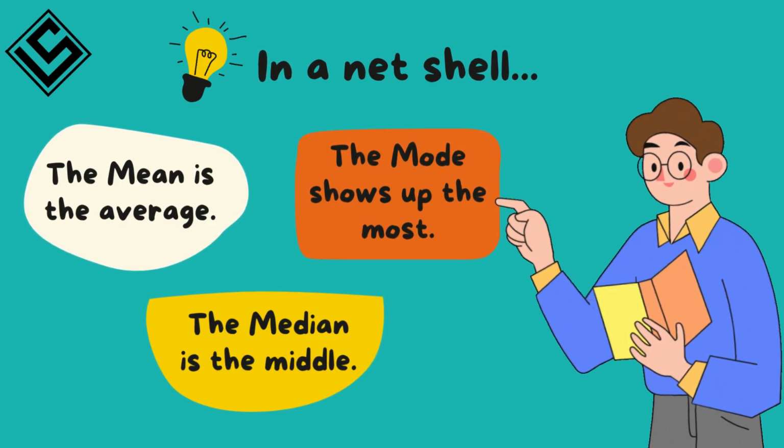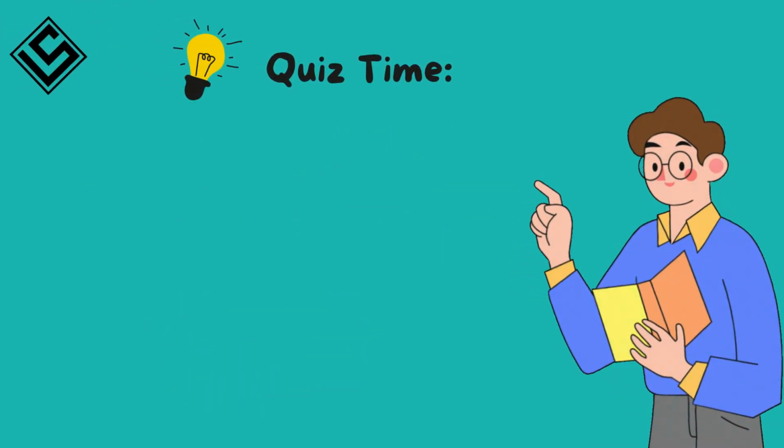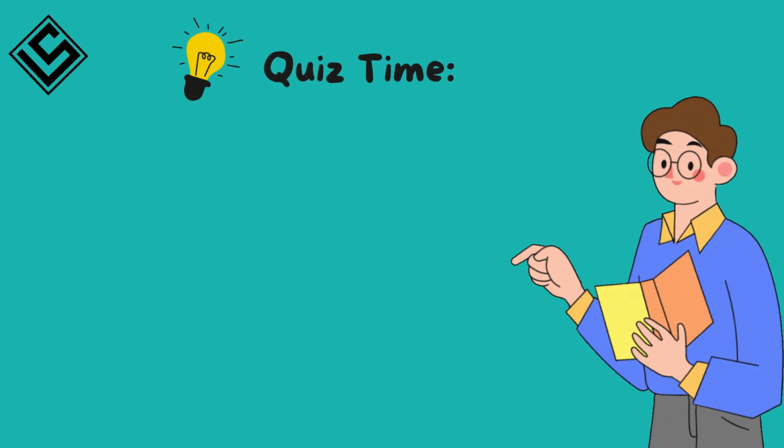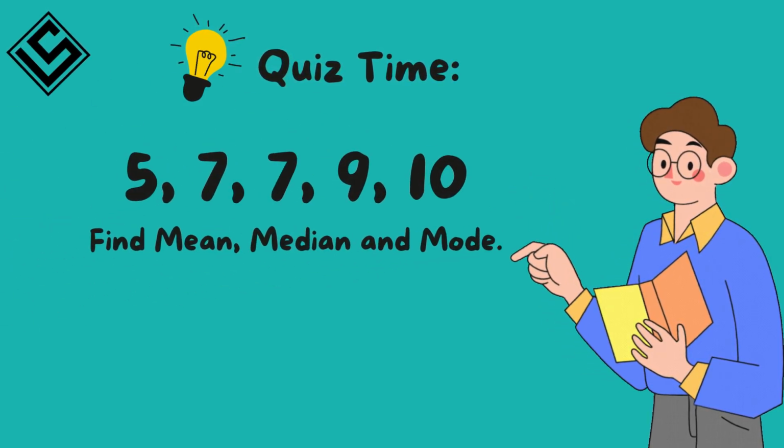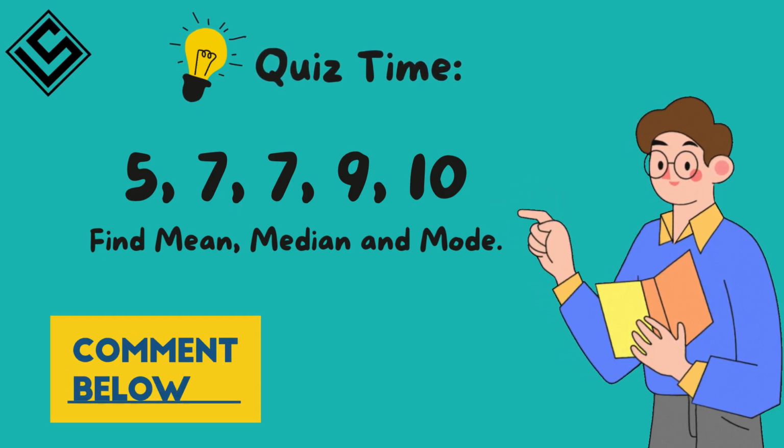Before you go, here's a quick question for you. If a dataset contains the values 5, 7, 7, 9, and 10, what will be its mean, median, and mode? Share your answer in the comments.